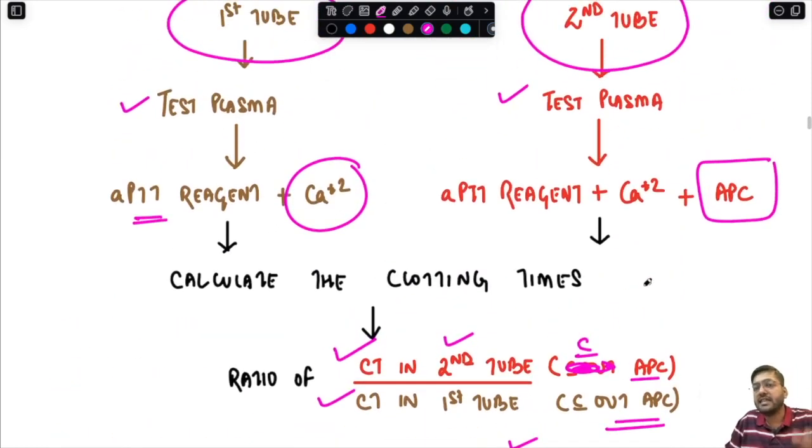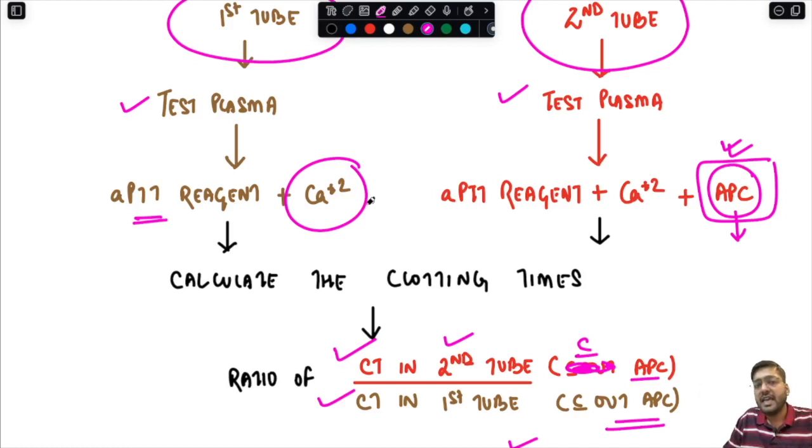So basically, just once more I am telling you, whenever you are adding activated protein C, remember one thing. If the patient plasma is normal, and the factor number 5 is normal, then that will be inhibited by the activated protein C. So in the second test tube, when you carry out this APTT testing, you will see that the clotting time is prolonged. Why? Because the activated protein C has inhibited the clotting process, right?